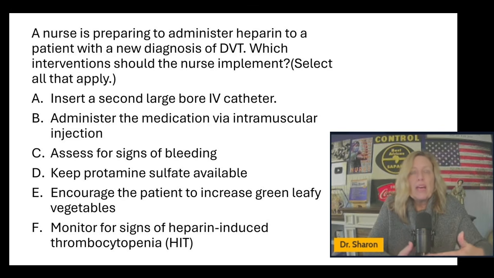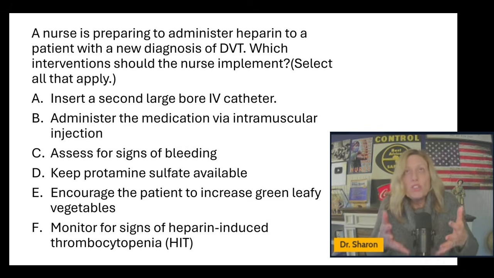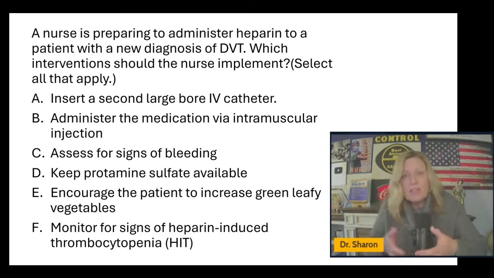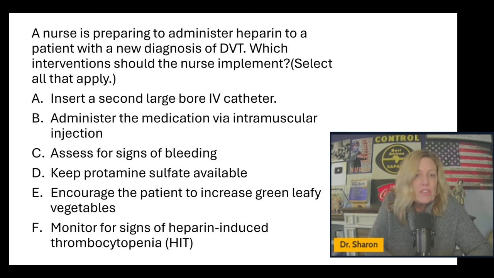Heparin is an anticoagulant. It prevents the blood from clotting, so they are at increased risk for bleeding. We want to look for interventions that reflect that increased risk for bleeding, but we also want to show that we know how to safely administer the medication. So would it be appropriate for someone who's at risk for bleeding to insert a second large bore IV catheter? That's actually contraindicated in a patient who is at increased risk for bleeding. So don't go, well, maybe we need it. I mean, they have a DVT and maybe we should do that.